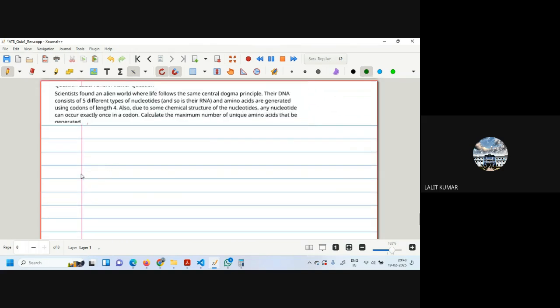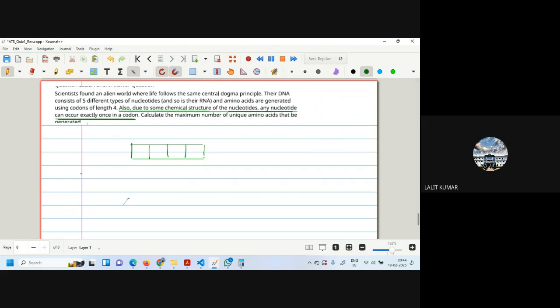Okay, so what they are saying is that scientists have found an alien world where life follows the same central dogma principle. Their DNA consists of 5 different types of nucleotides, and so is their RNA. And amino acids are generated using a codon of length 4. So this is a codon, and it has length 4. Also, due to some chemical structure of the nucleotide, any nucleotide can occur exactly once only in the codon. So this is one constraint they have given.